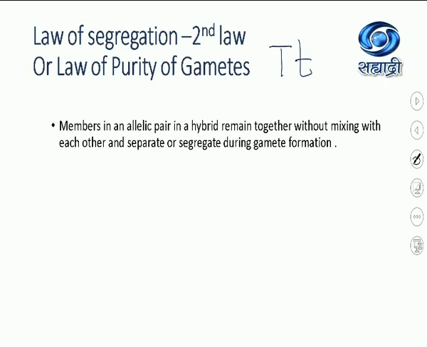Capital T and small t remain together without mixing with each other. Tallness will not say, give me a little of your tallness. Dwarfness will not say, give me your dwarfness. No. They just stay together. They do not mix with each other, and whenever gametes are formed, they separate or segregate from each other.